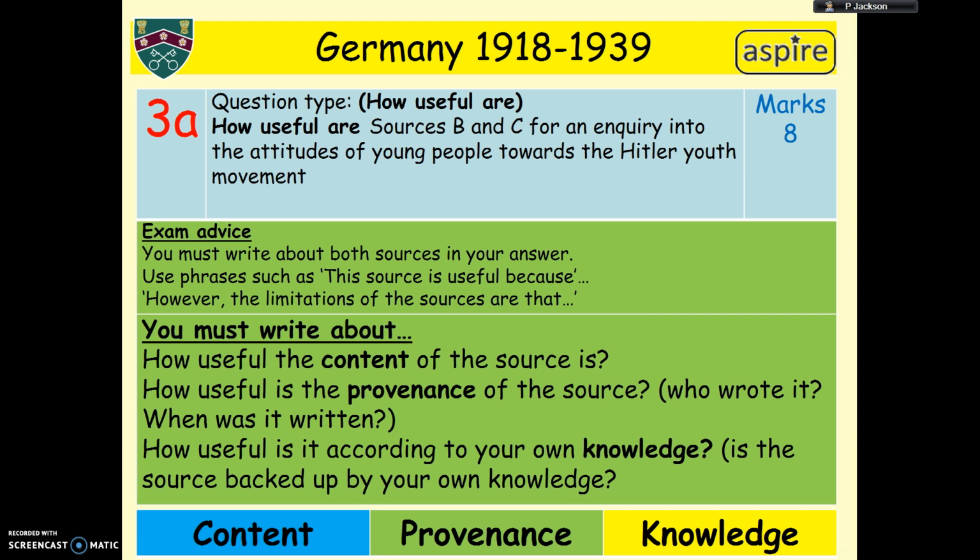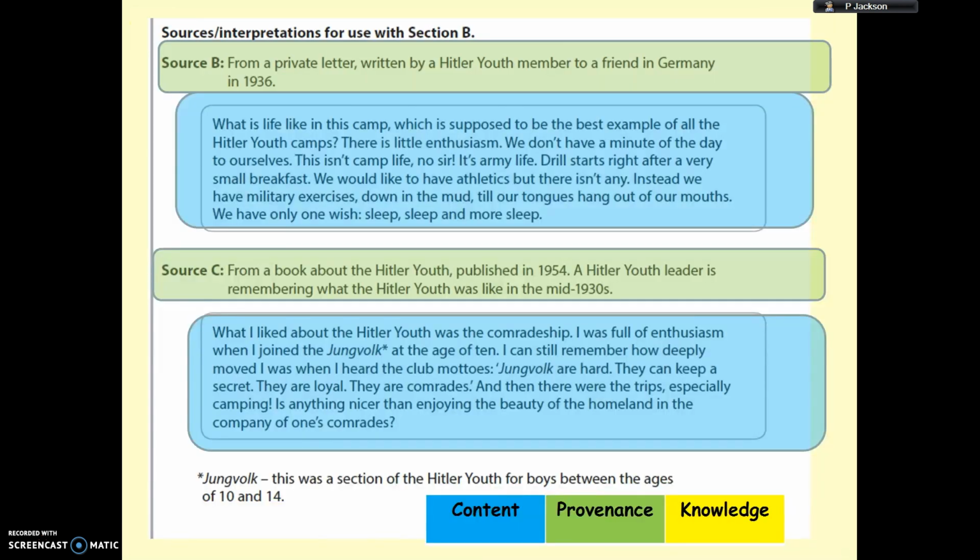Make sure you stay focused on the idea of the usefulness of the sources, so don't just describe the sources, but say the source is useful because. There's 3 things to look at here. You want to look at content, you want to look at provenance, and you want to look at knowledge. That's really important to do.